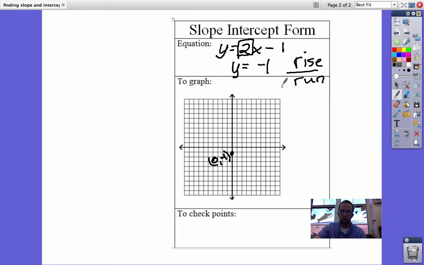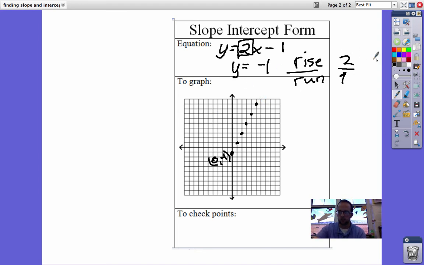Well, I know that 2 is written as a fraction as 2 over 1. So my rise is going to be 2 and my run is going to be 1. Rise means go up 2, 1, 2, and run means over. And since it's positive, I go to the right. So that's rise over run. And then I do it again from here. 2 up, 1 over. I can do this forever until I run out of room.